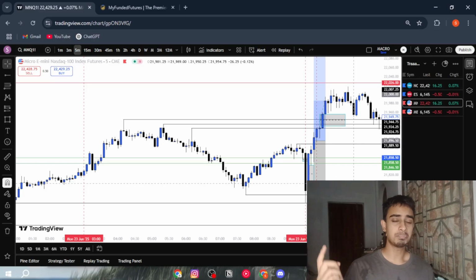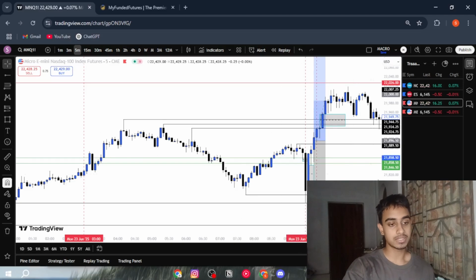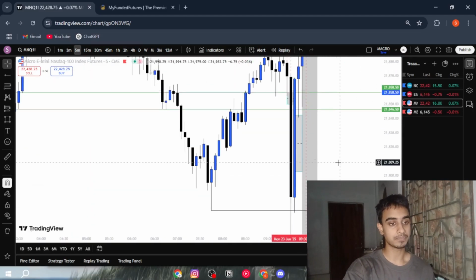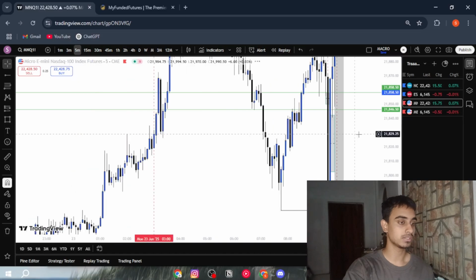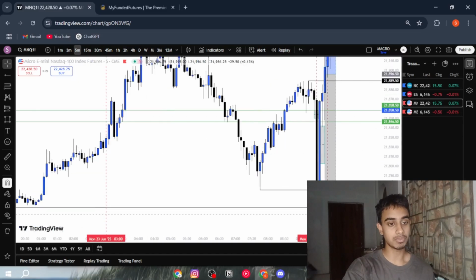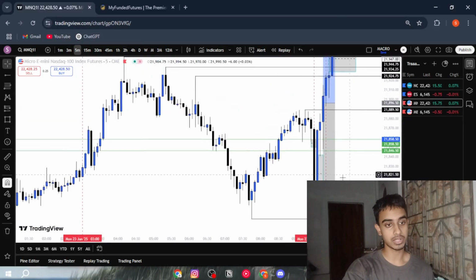In the previous month when I was trading on the eval, I noticed this thing and it was really helpful for me. So I waited for a manipulation leg and then I traded the continuation.